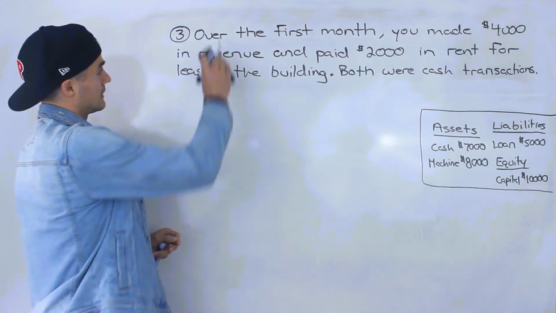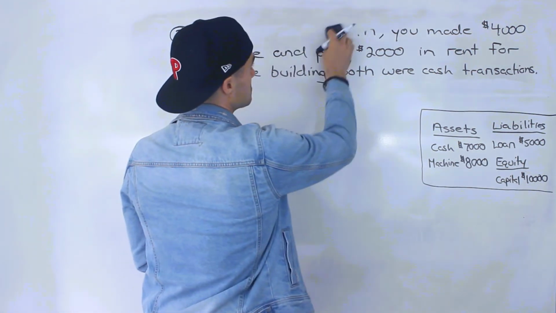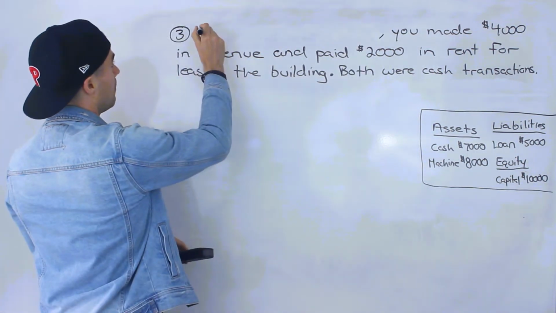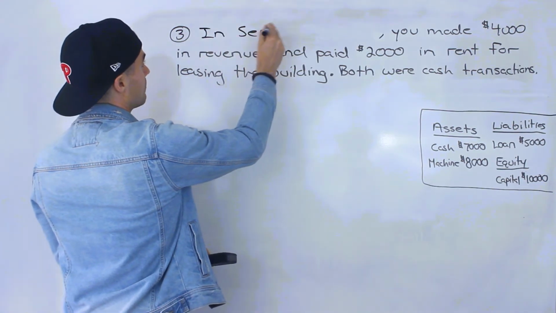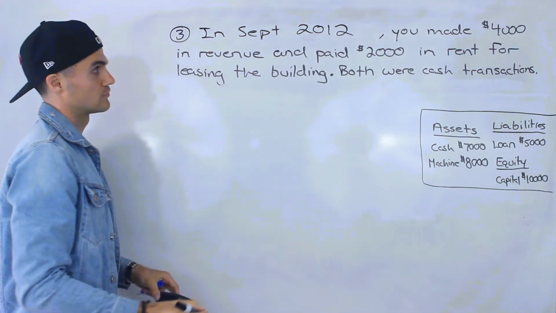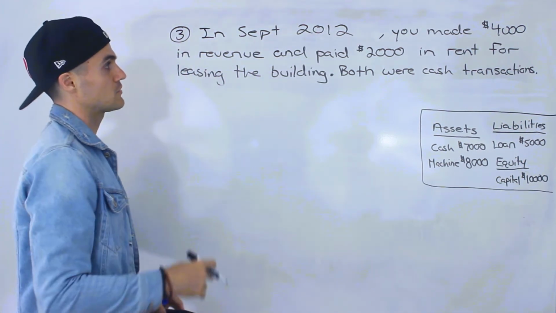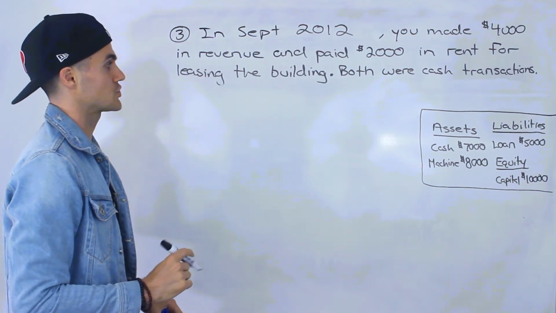I'm actually going to add a little bit more detail here this time. Instead of saying over the first month, I'm going to add an actual month. So let's say in September 2012, you made $4,000 in revenue and paid $2,000 in rent for leasing the building, and both were cash transactions.